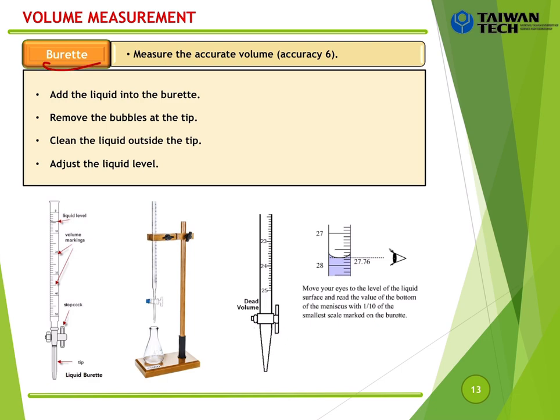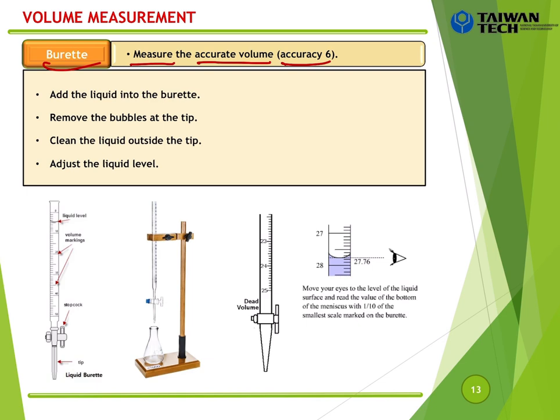Okay, so the burette we will use to measure the accurate volume as well. And for this one, we can get higher accuracy compared to our pipette. From here, we usually use the burette for titration. We want to measure the volume of the solution we use for some reaction. Titration you will study in chemistry later, and in the chemistry lab we will do the titration experiment as well.